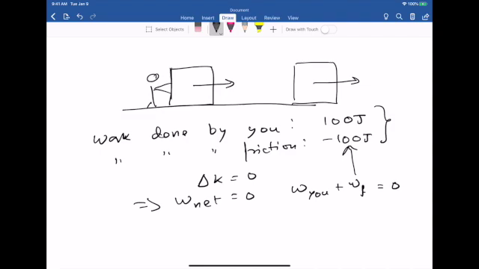So you're supplying 100 joules of energy to the system. If there were no friction, then the system would have kept that 100 joules of energy, and it would have had 100 joules of kinetic energy if it was sitting on a frictionless surface. But the friction did negative work on it. And so as a result, the 100 joules supplied by you was taken away from the system by friction, and so the box ended up with no net change in kinetic energy.